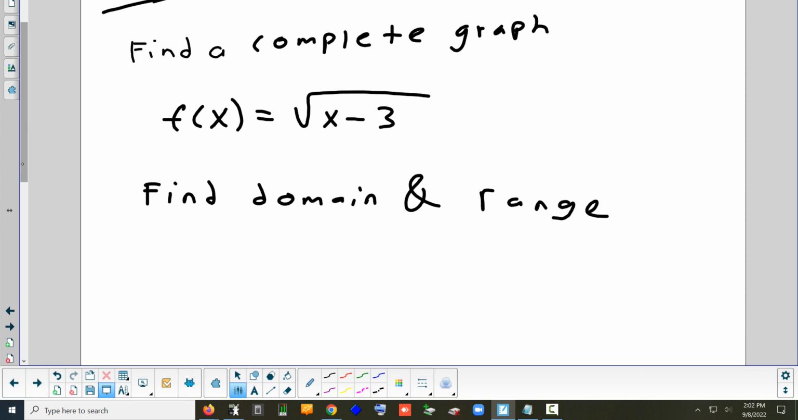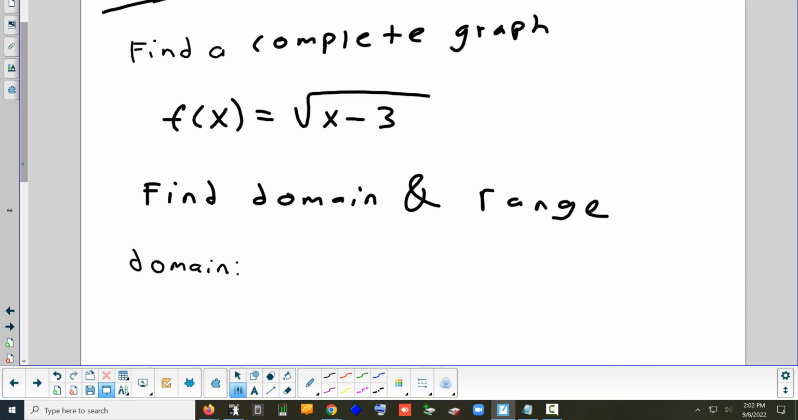All right, so let's try this one. Find a complete graph of the square root of x minus 3. So that means find a window that looks good. And then I want to know the domain and the range. Domain is usually something we can figure out before we graph. Range, not as much. So let's start with domain.